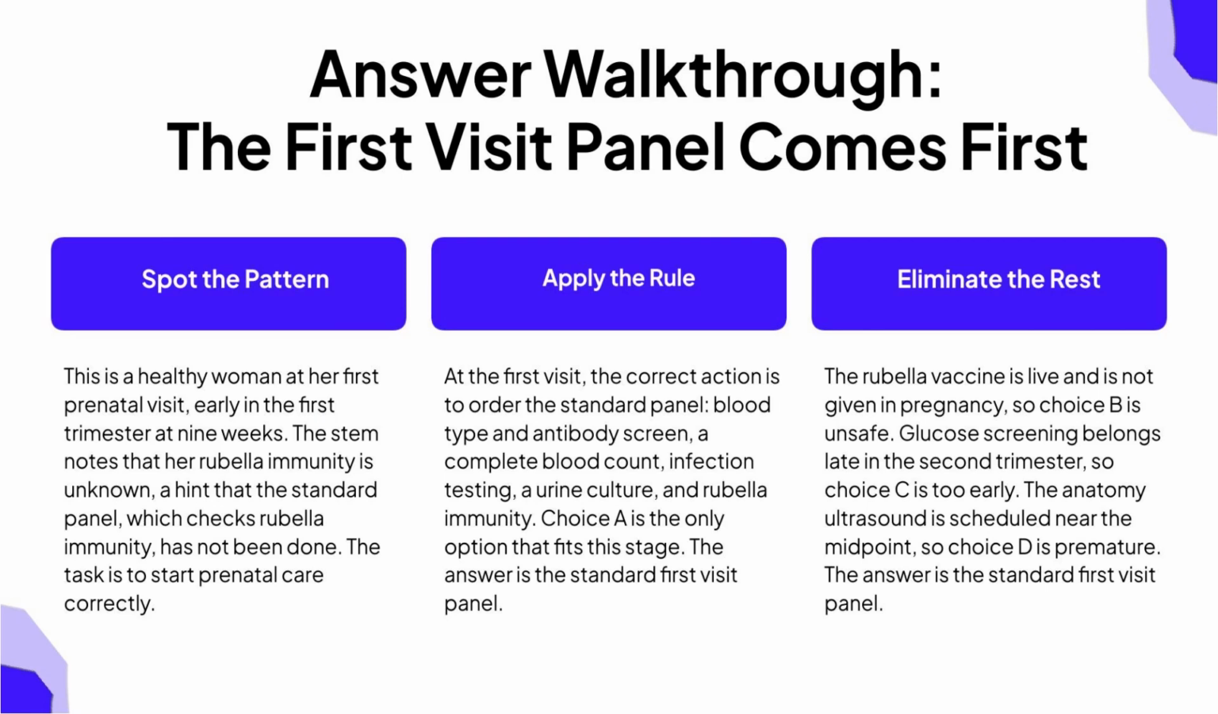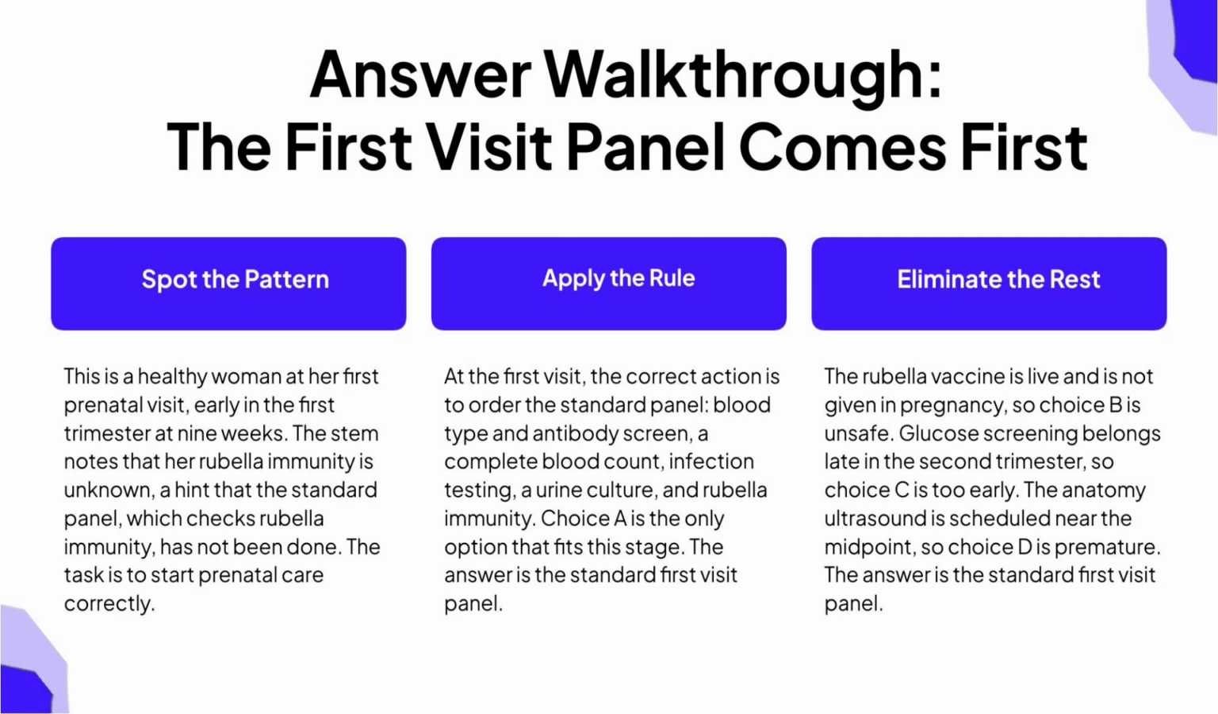First, spot the pattern. We have a healthy woman at her very first prenatal visit, early in the first trimester at 9 weeks, and the stem makes a point of telling us that her rubella immunity is unknown. That is a quiet hint that the standard panel, which checks rubella immunity, has not been done yet.